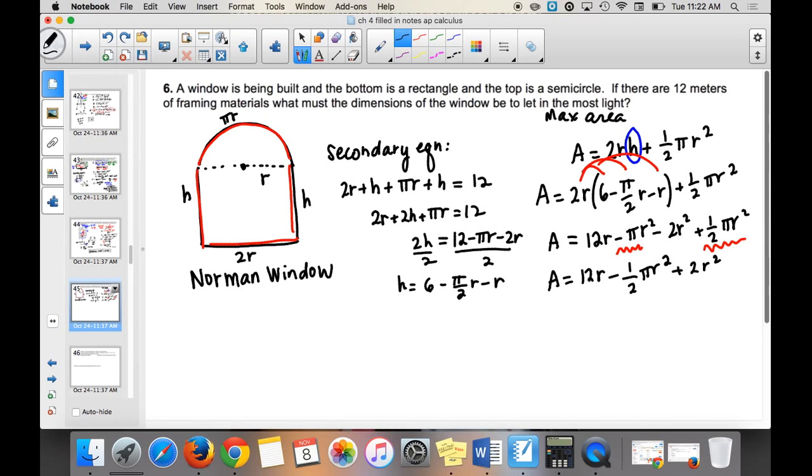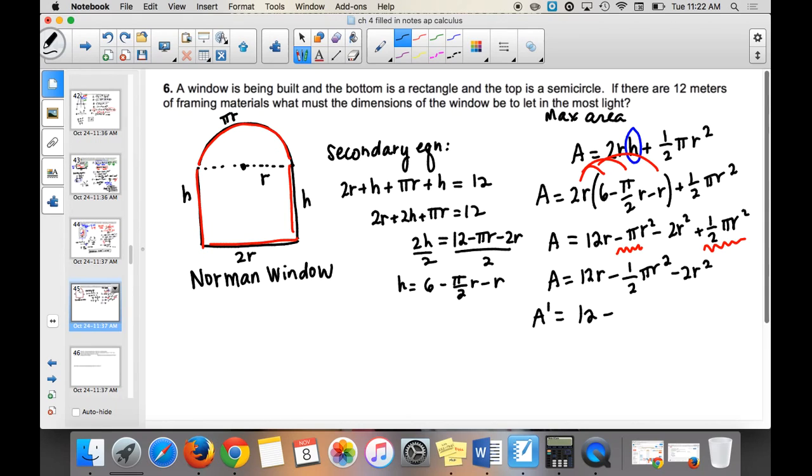Why would it be negative 2 pi r? Okay, right. I'm messing up this r squared term once I get to it. Is that a negative 2r squared? Oh, wait, never mind. All right, so we have 12r minus 1/2 pi r squared minus 2r squared. Do we have that? Okay. So now we're going to take the derivative. Our derivative is going to be A prime equals 12 minus, how about this part?